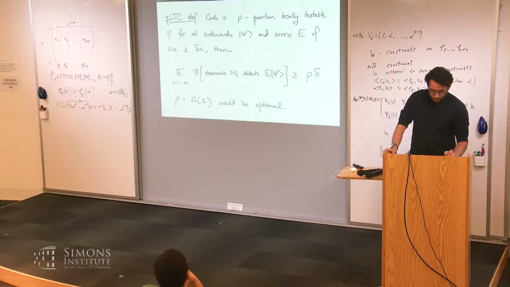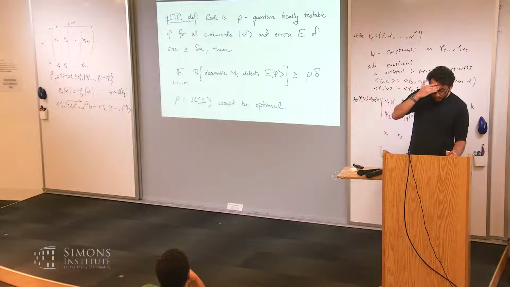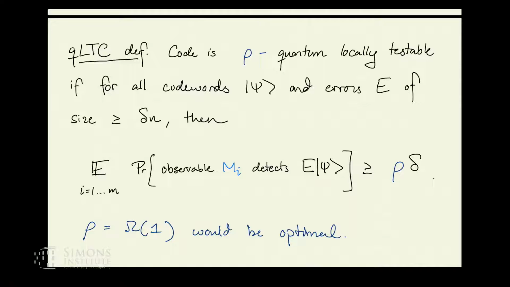Okay. So what is a quantum LTC? A quantum LTC is that you'd say a code is rho locally testable if the expectation over the observable M_i, the probability that it detects it, is at least rho times the distance, where the error E is of size delta. So the larger your error is, the more detectable it is. A random check must detect it. And if you could get rho to be Omega(1), that would be optimal.